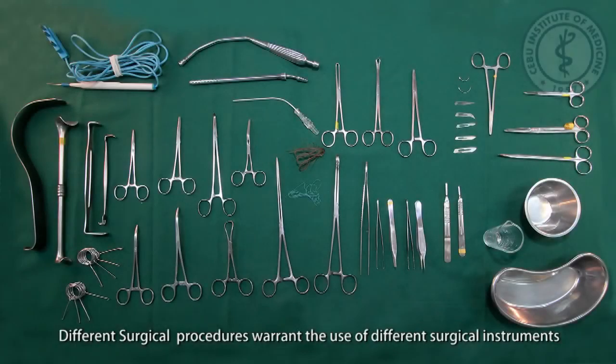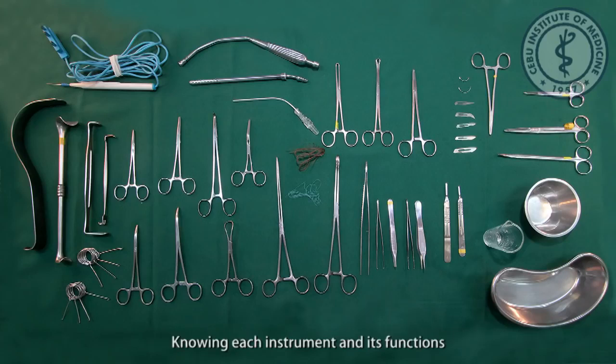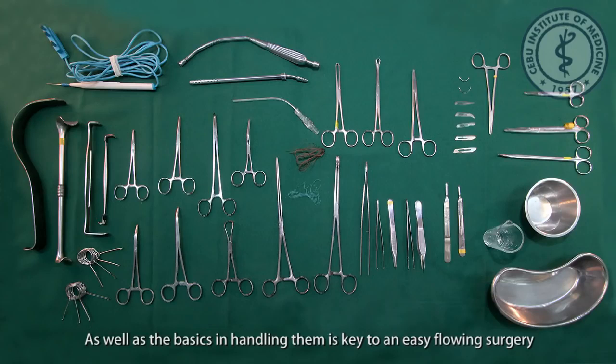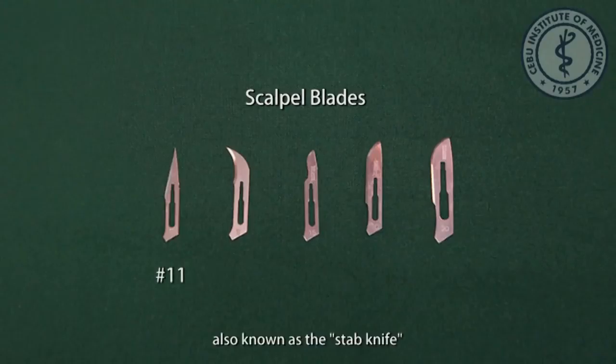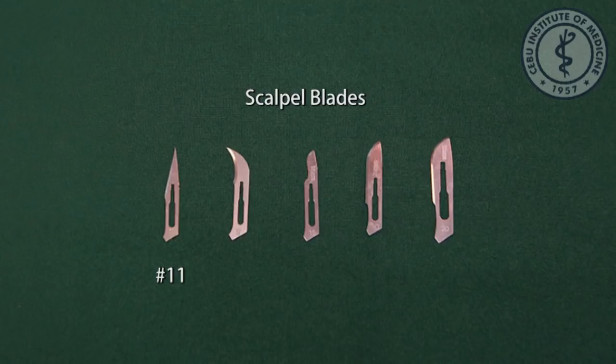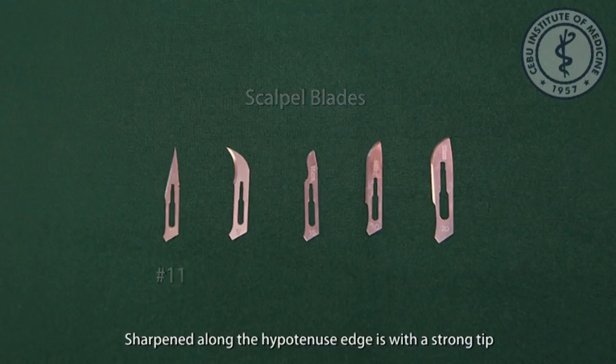Basic surgical instruments. Different surgical procedures warrant the use of different surgical instruments. Knowing each instrument and its functions, as well as the basics in handling them, is the key to an easy flowing surgery. Scalpel blades. Blade holder. Blade number 11, also known as the stab knife, with its elongated triangular blade sharpened along the hypotenuse edge, with a strong pointed tip.